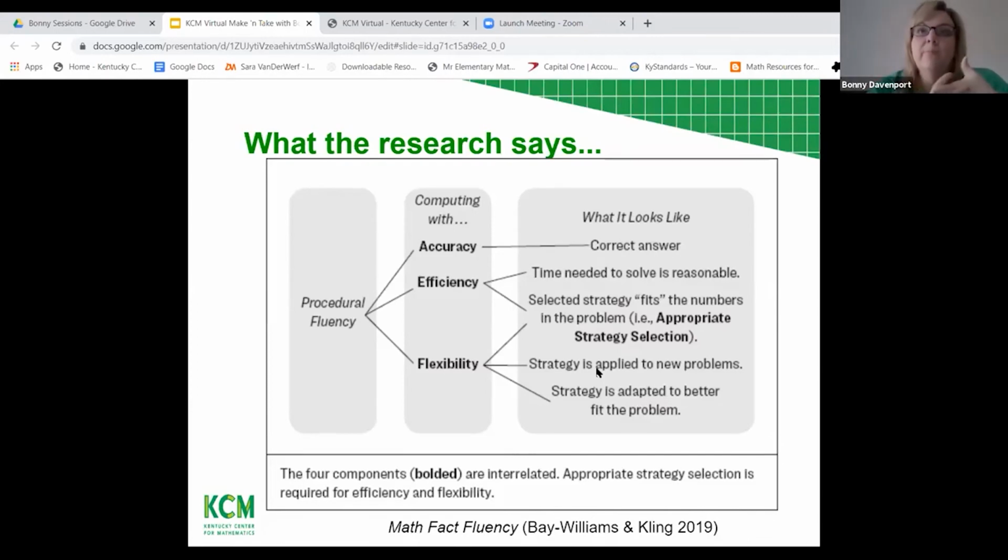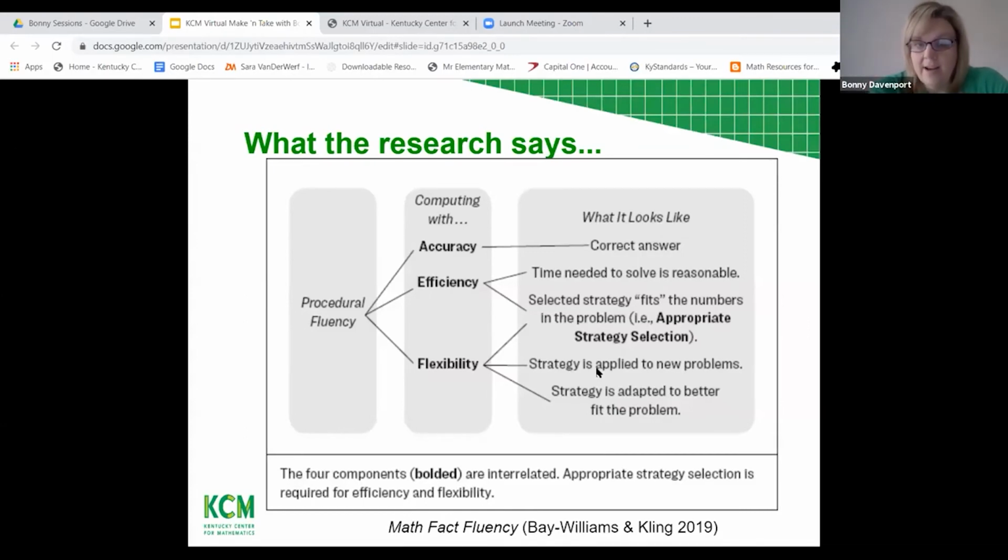Because when a lot of people think of fluency, they just think fast. And if you Google fluency, you're going to get 1,000 different resources that are time tests and those kind of things saying that they're fluency, but they're not really, because fluency has to do with being accurate, efficient, flexible, and appropriate strategy selection. So accuracy we hit pretty well, and that's just the correct answer. And that really, when we do time tests, that's all we can pretty much assess, is are they getting the answer right? And that's just one tiny part of fluency.